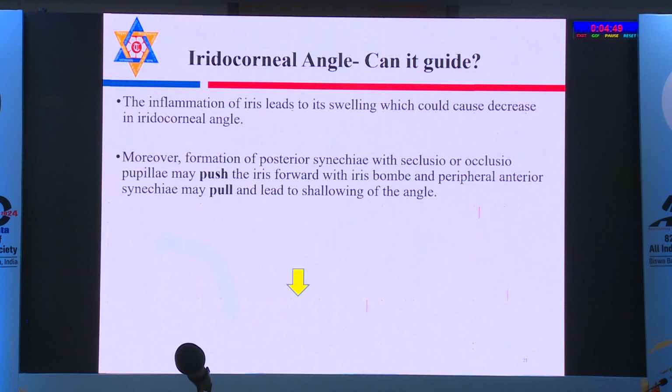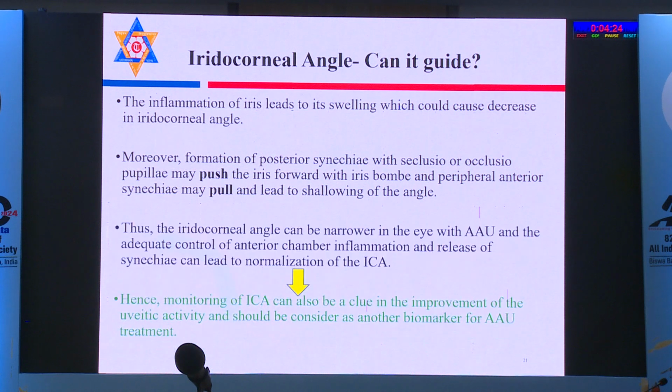Finally, the iridocorneal angle. Yes, the inflammation of the iris leads to swelling, which can cause a decrease in the iridocorneal angle. Moreover, we definitely have the formation of synechiae, either in the form of posterior synechiae, leading to seclusio or occlusio pupillae that may push the iris forward, causing iris bombe, and peripheral anterior synechiae can pull the diaphragm forward, leading to shallowing of the angle. But if we can assess this on time, we can prevent untoward complications.